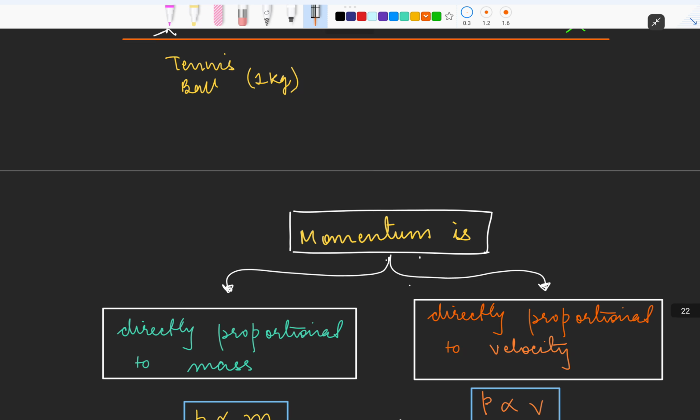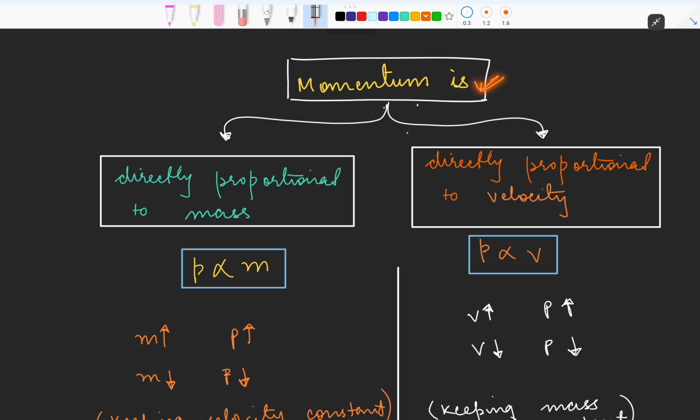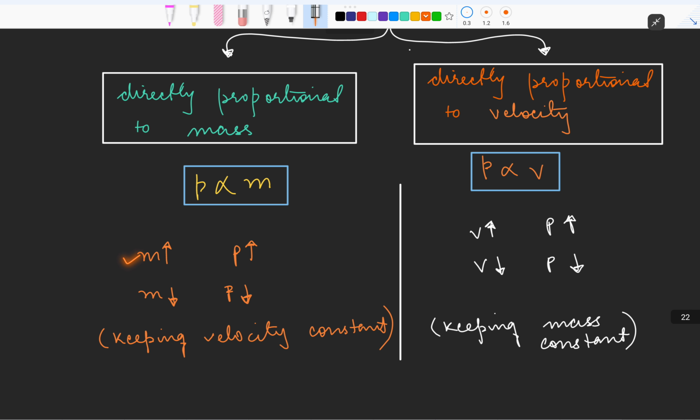So what have we understood? We have understood that momentum is directly proportional to mass. That means when you increase the mass, the momentum of the object increases. When you decrease the mass, the momentum of the object decreases, when you keep the velocity constant, right?